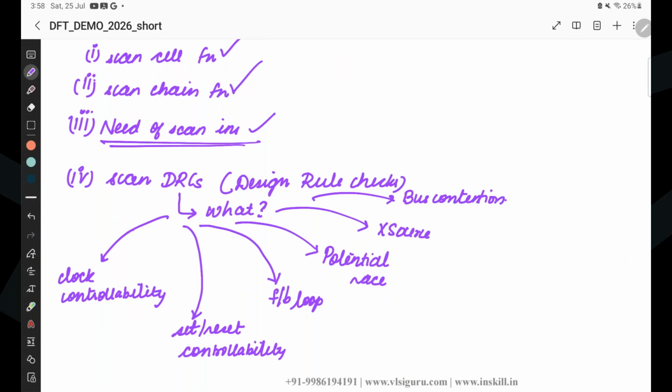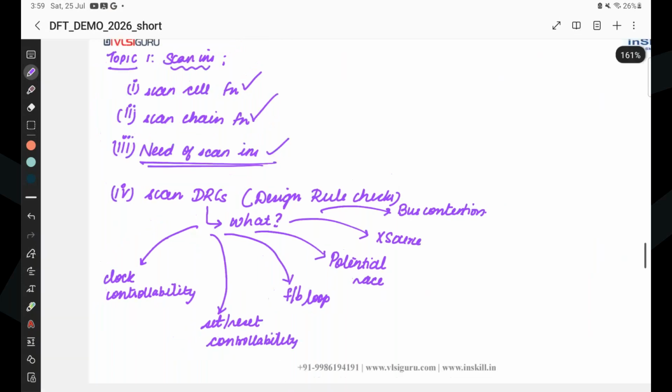So scan DRCs means design rule checks. We'll be understanding the various scan DRCs, like clock controllability DRC: in which kind of situations it will be violated and how we can resolve it, how we can overcome the violation. Same way for all the DRCs: set reset controllability DRC, feedback loop DRC, potential race DRC, X source DRC, bus contention DRC. We will understand what each rule is, when it will be violated, and what can be done to resolve it if it gets violated. So we will be covering it in our course.